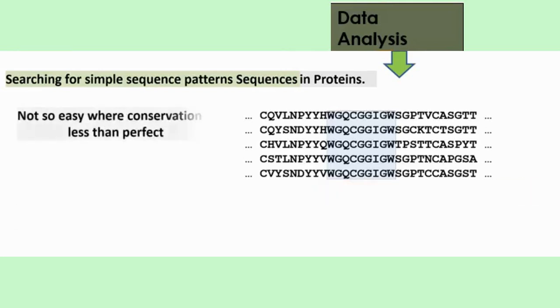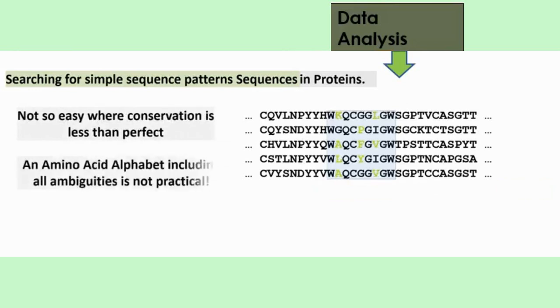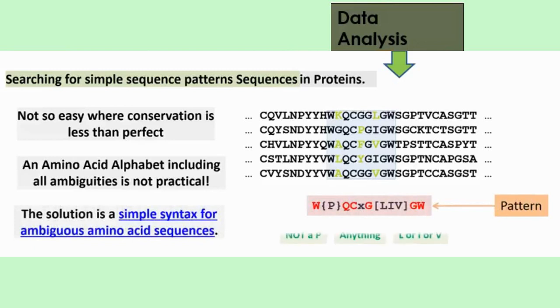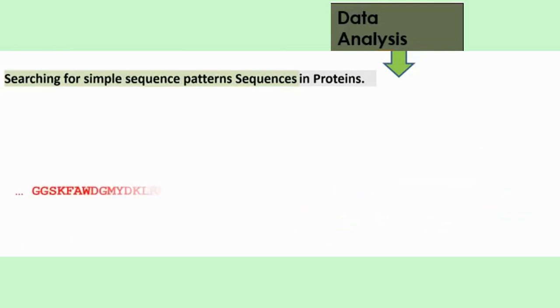It would not be practical to construct an amino acid alphabet including all ambiguities. This worked for the simple 4-letter alphabet for DNA, but would not be practical for the 20-letter amino acid alphabet. The solution is to use a simple pattern syntax to express variations where necessary. The detail is not difficult, but let us not tackle it here. I have embedded a link to a definition of the most commonly used syntax, for those who enjoy such things. Hopefully the example conveys the gist.